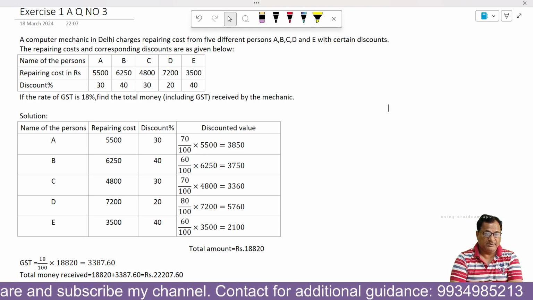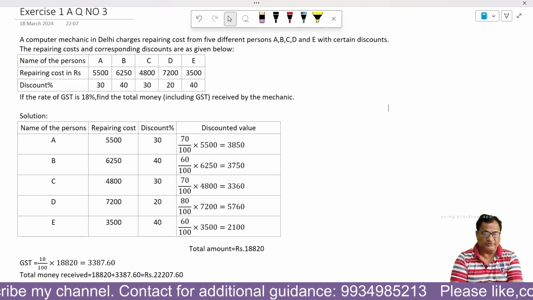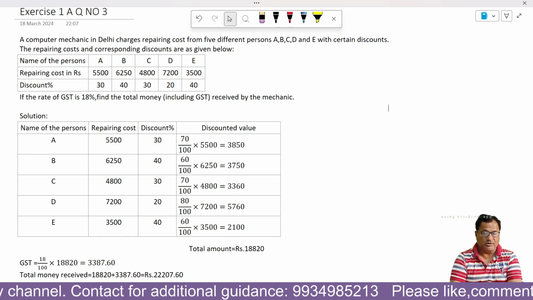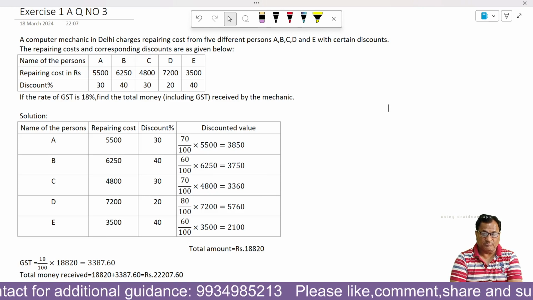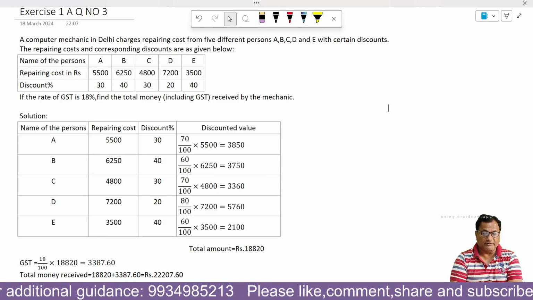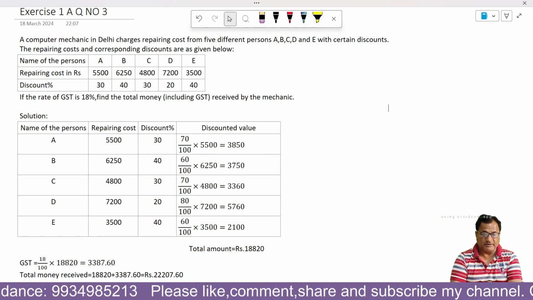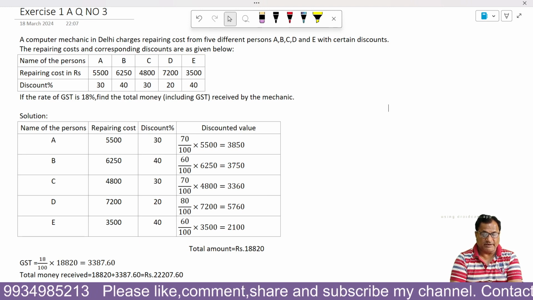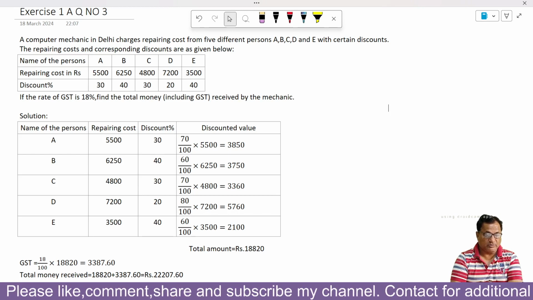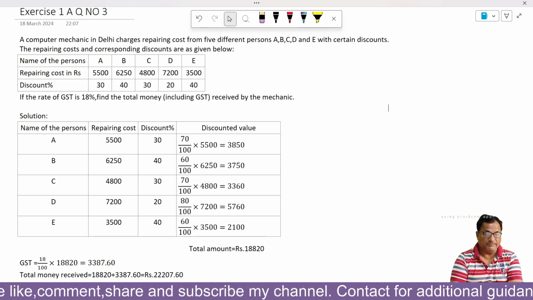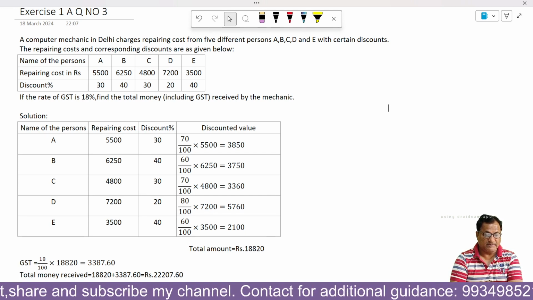For person E, repairing cost is equal to 3,500, discount percent is equal to 40, discounted value is equal to 60 by 100 multiply 3,500 is equal to 2,100. So total discounted value, if we add all this, we will get rupees 18,820.